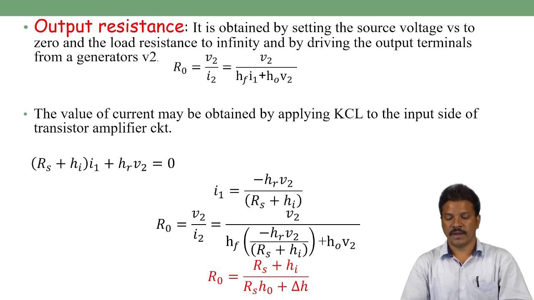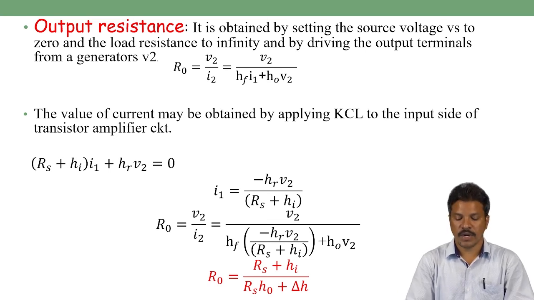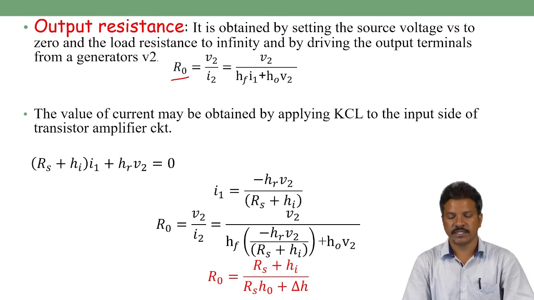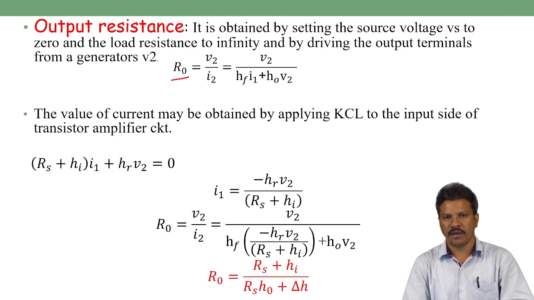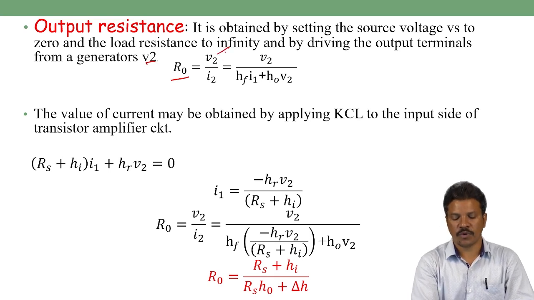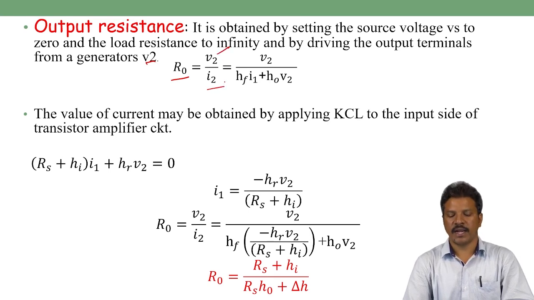So it is obtained by setting the voltage source Vs to 0 and the load resistance to infinity, and by driving the output terminals from generator V2. So R0 is defined by setting those conditions: Vs equal to 0, RL equal to infinity, and the open terminals connected with the source, which is represented with V2. So it is the ratio of output voltage V2 by output current I2.